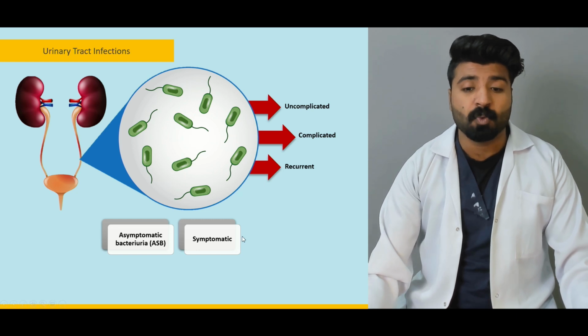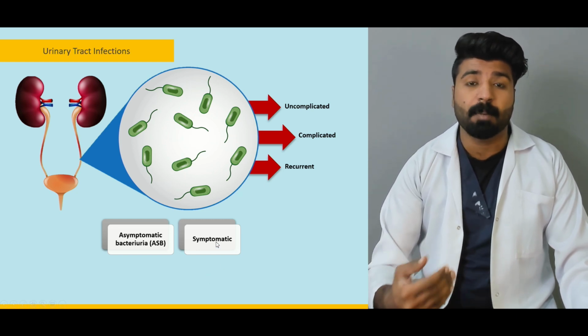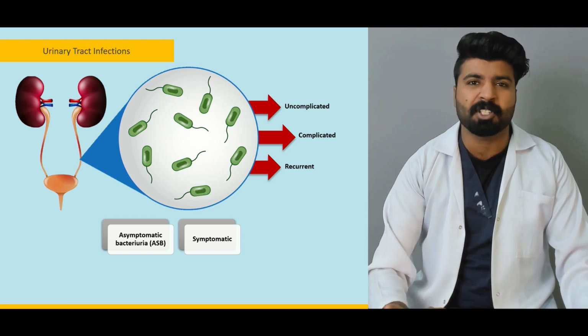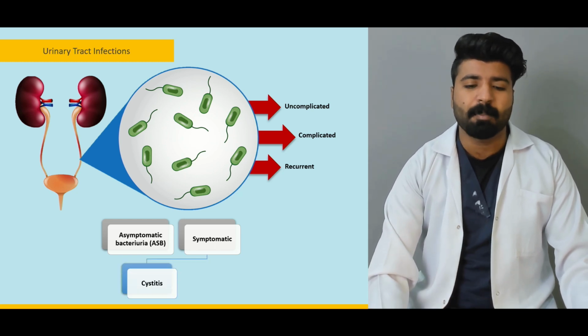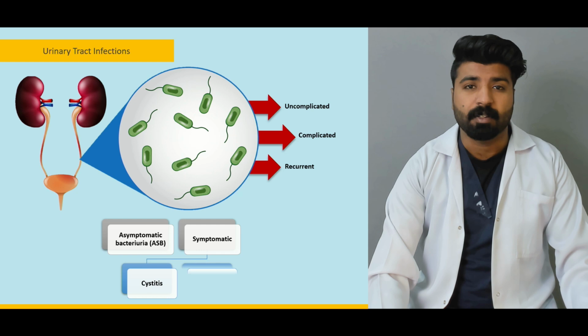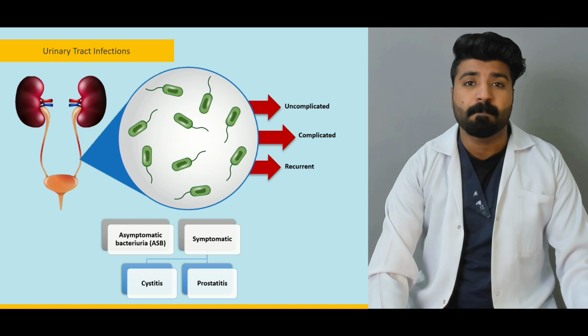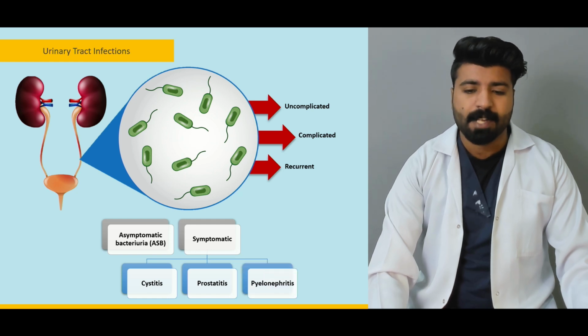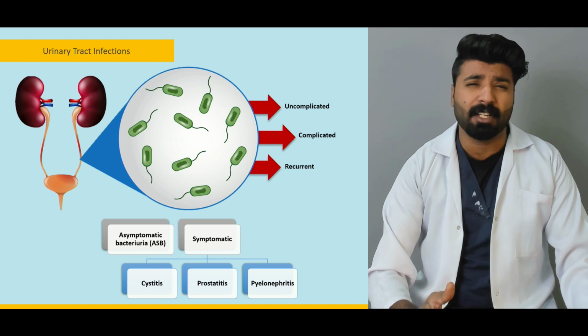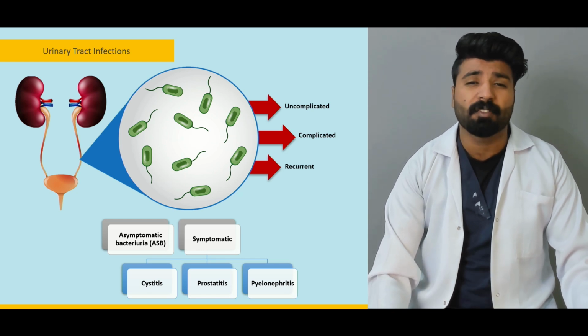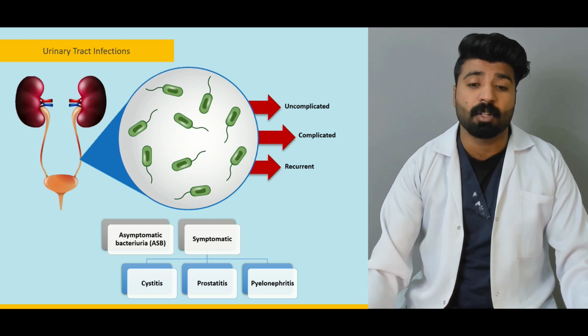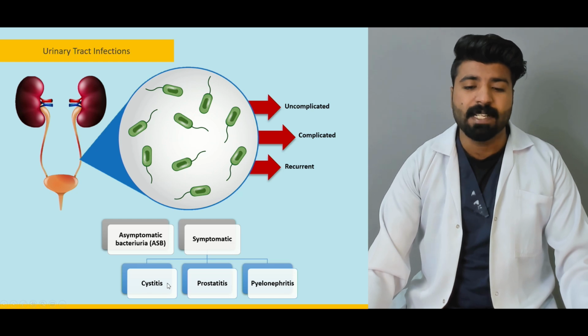On the other hand, we'll talk about all of the symptoms which the patient is going to develop. Among the symptomatic, it's either going to be cystitis, which is infection of the bladder, or prostatitis, which occurs in males and can be very hazardous. Next, we have pyelonephritis, which can basically be found in female patients because of their short urethra, 4 centimeters in size, and this also will be symptomatic in nature. So these 3 will present to you with symptomatology.